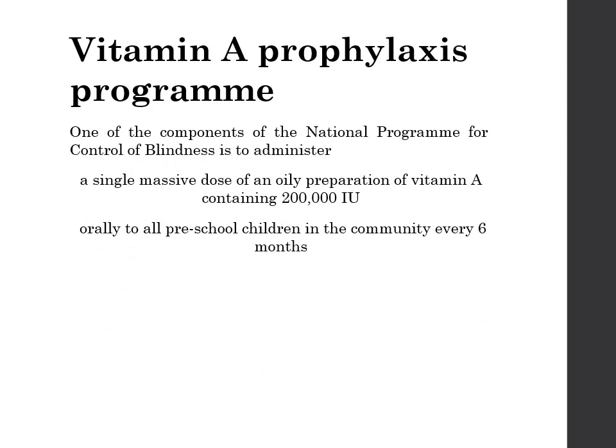We have covered vitamin A prophylaxis program in the previous lectures. Just to remind you, one of the components of the National Program for Control of Blindness is to administer a single massive dose of an oily preparation of vitamin A containing 200,000 international units orally to all preschool children in the community every 6 months.